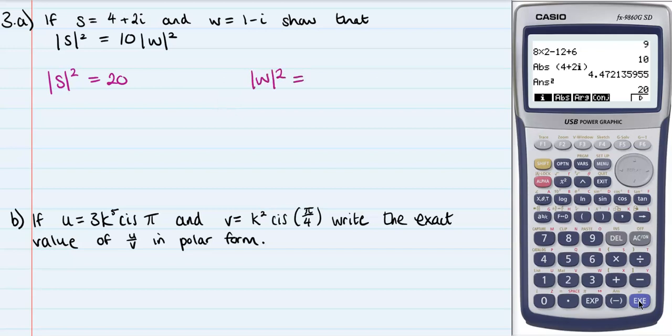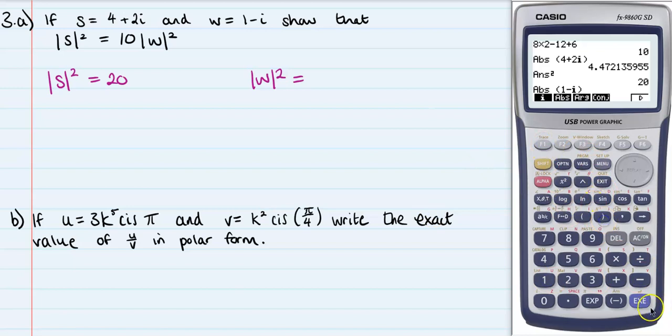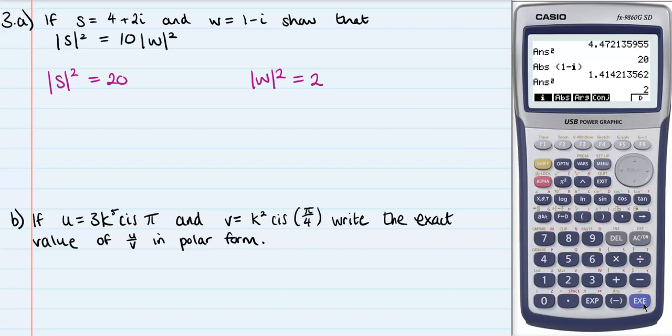Modulus of w squared, absolute value of w is 1 minus i, and square that is equal to 2. 10 times modulus w squared would then be equal to 20. Therefore, modulus of s squared is equal to 10 times the modulus of w squared.